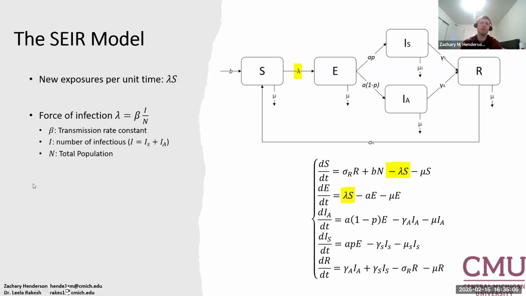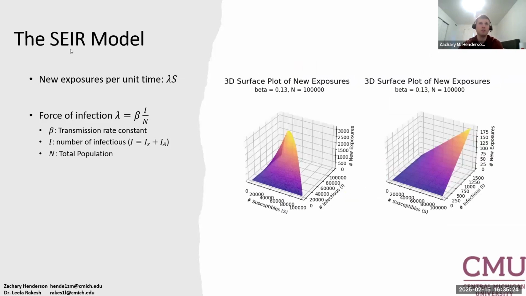Lambda itself, the force of infection, is represented by beta times I over N. Beta is some transmission rate constant that we usually try to infer from the data. I is the number of infectious individuals, where we add together our symptomatic and asymptomatic categories. And N is the total population. So lambda times S, the number of new exposures, is directly proportional to both the number of susceptible and the number of infectious.